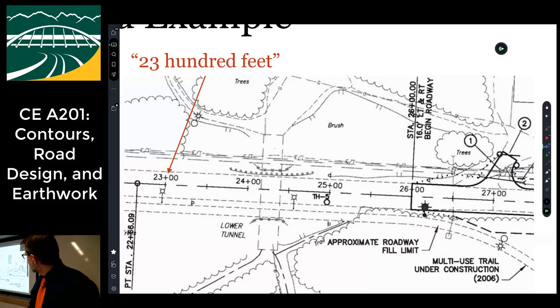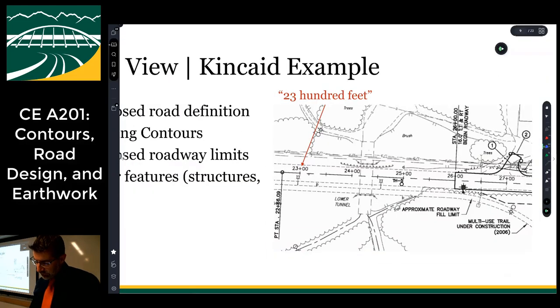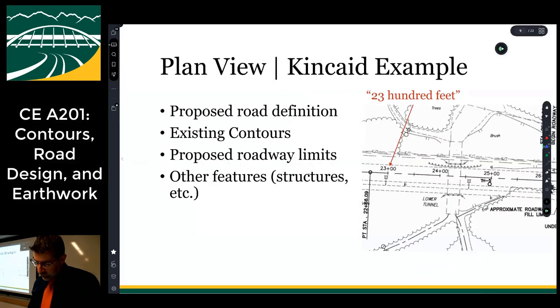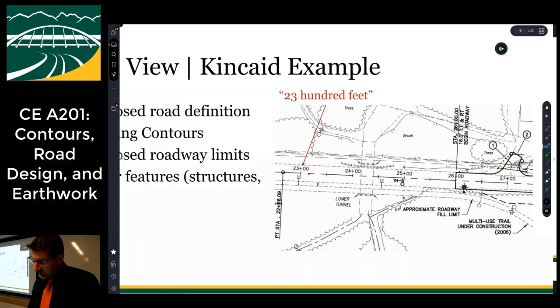So that's where they started the project, and you can see this dark line is defining the pavement, the new pavement, right? And then you can see all the stuff that the survey picked up, the trees and the brush, and there's some contour lines in here, and then there's a gas line or something in there, and a tunnel. So they get really busy, right? Lots of stuff in these types of plans.